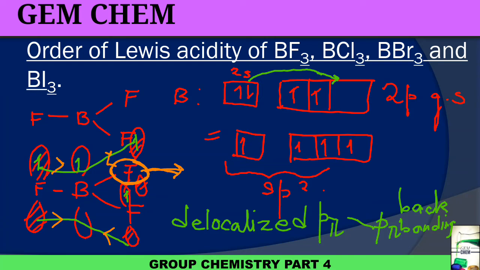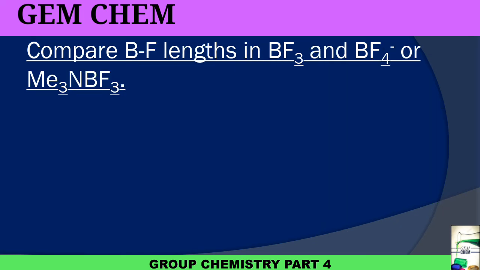So if these atoms go away, then due to back bonding the compensation will decrease, and if the compensation decreases, the boron will become more and more Lewis acidic, as a result of which the order of acidity is BF3, then BCl3, then BBr3 and at last BI3, right?